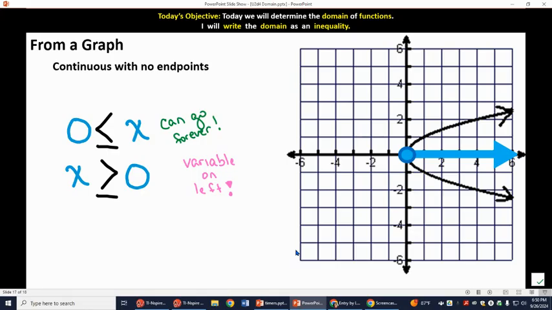And so my final answer for the domain of this graph is x has to be greater than or equal to 0. All of these x's that are bigger than 0 or equal to it will work as part of the domain, part of the x values for this graph.